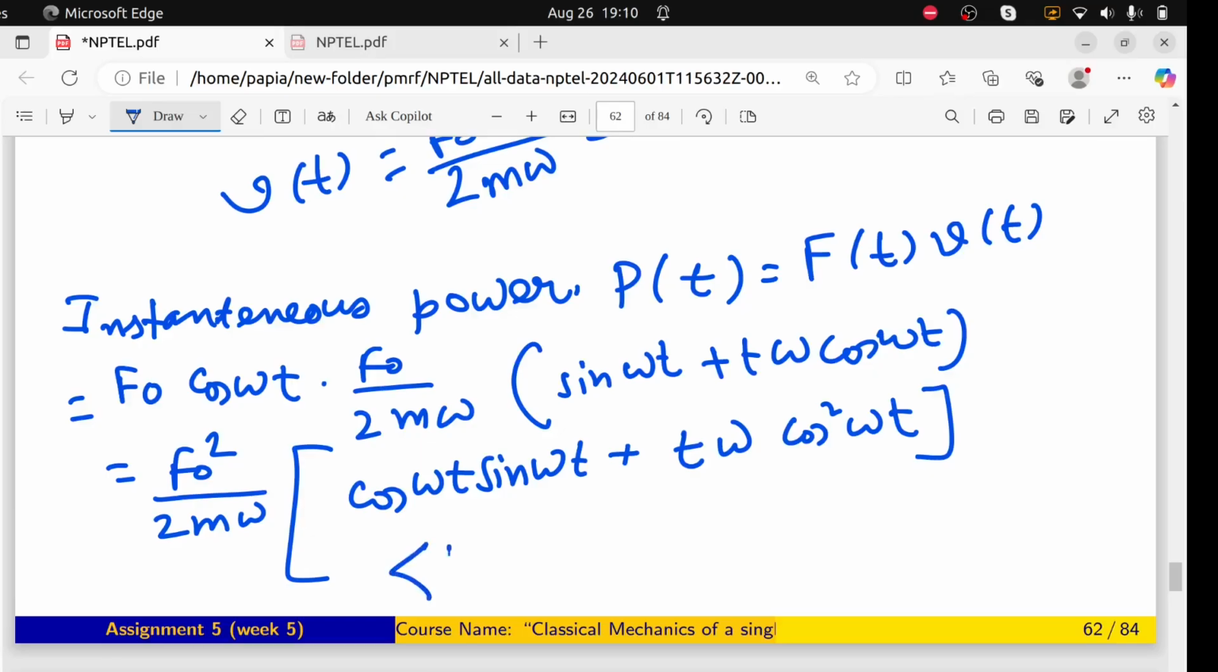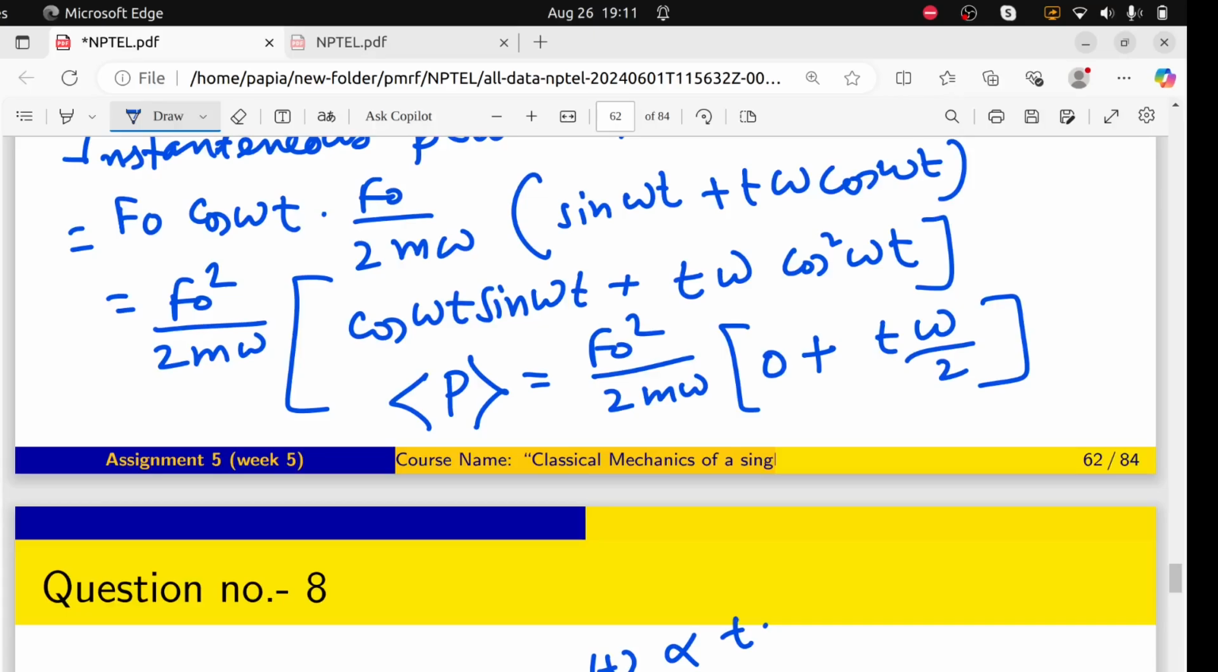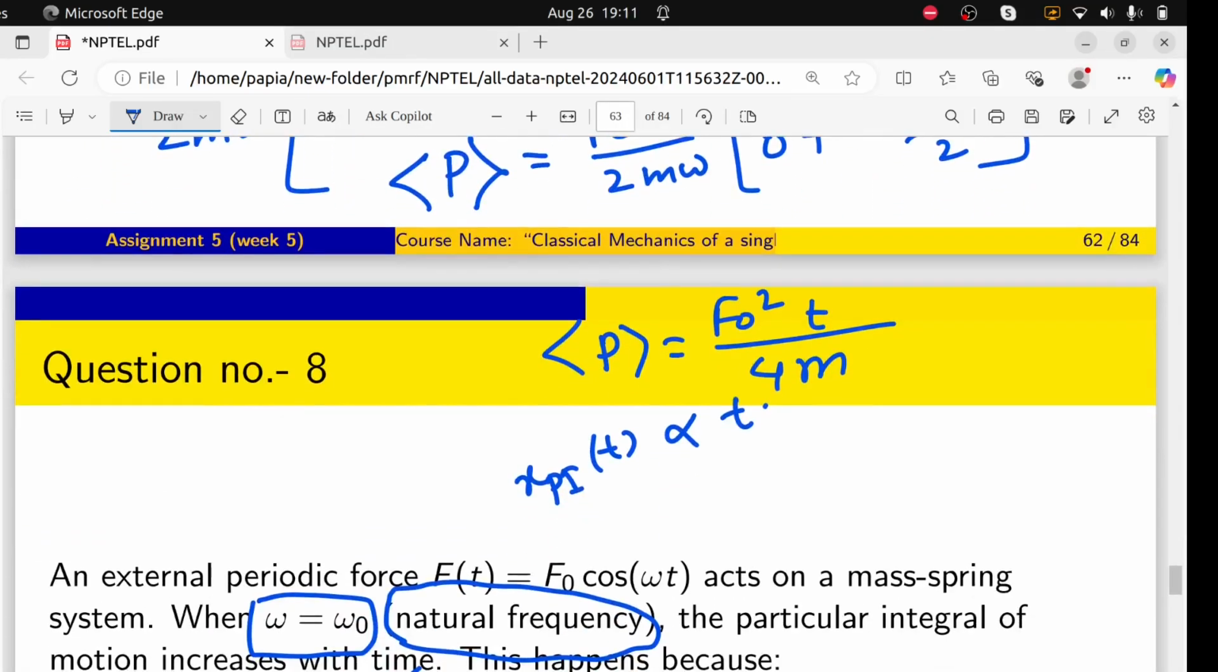So if I take the power average, then what can I get? I can get f0 square by 2m omega. This average will be 0, but here it will be simply half. So P average I can get as f0 square by 2m omega times t omega by 2. So P average is f0 square t by 4m. Now the energy average can be written as f0 square t square by 8m.